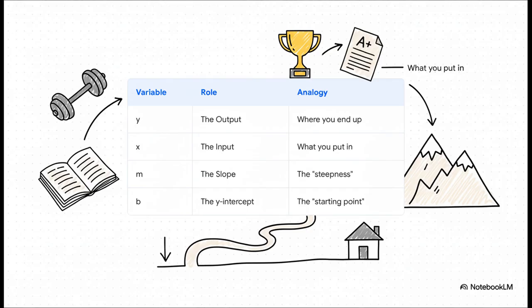x is your input, that's what you put in, like how many hours you study. y is the output, it's where you end up, like the score you get on a test. But the real secrets, the parts of the code we really need to crack, are m and b. That's the steepness and the starting point.